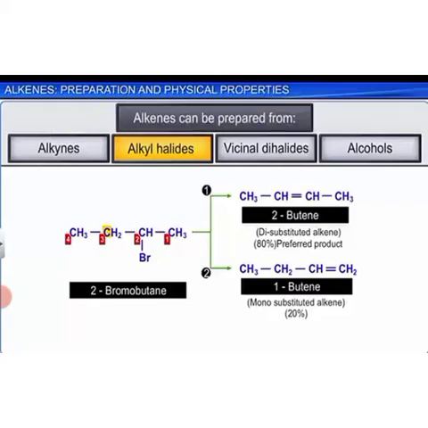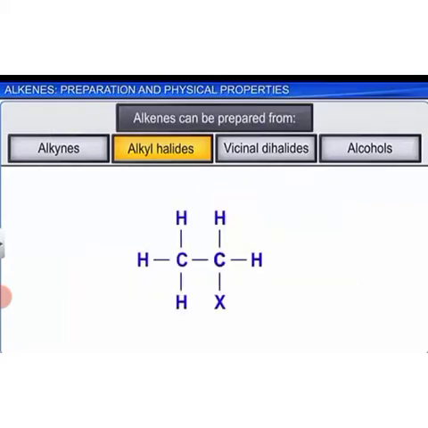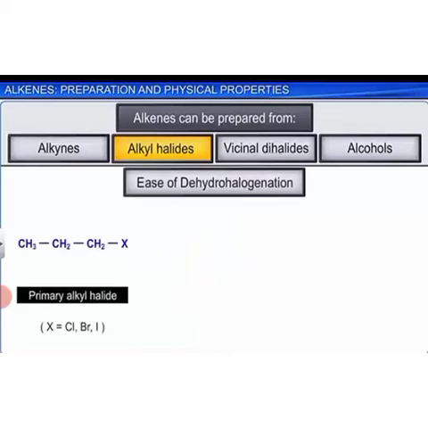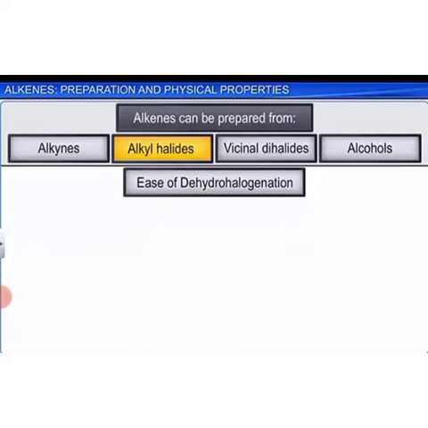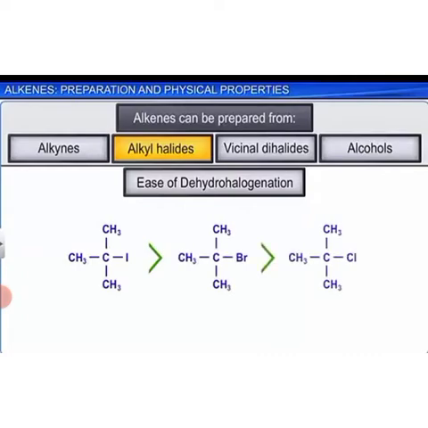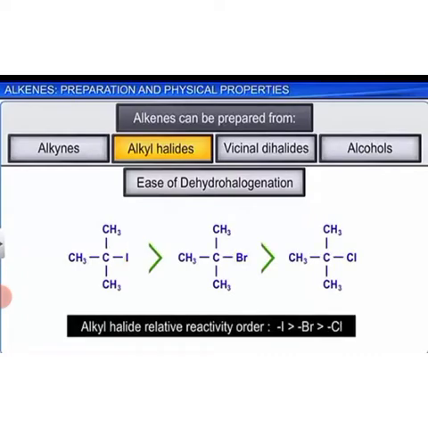The rate of reaction depends on the nature of alkyl group and the halogen respectively. The rate increases from primary to tertiary alkyl halides as shown here. The rate is also affected by the halogen atom attached and is the highest for iodine and lowest for chlorine.